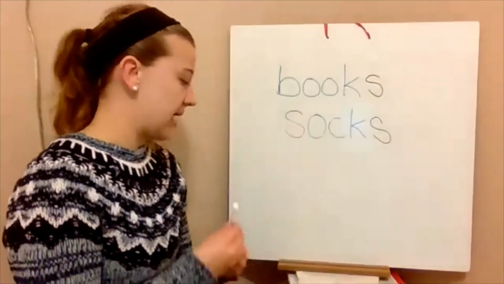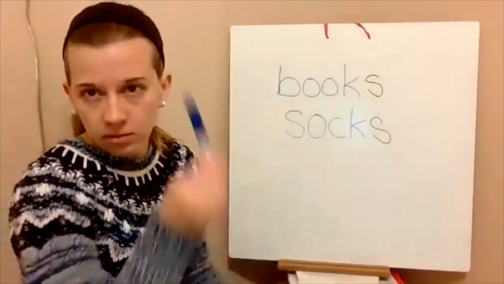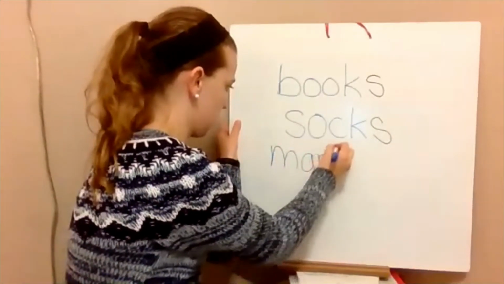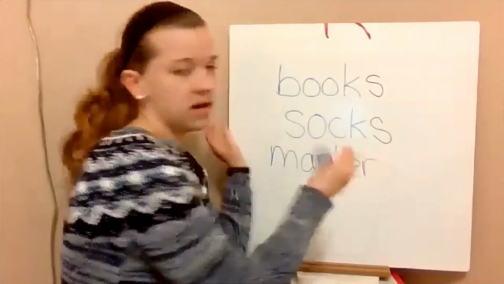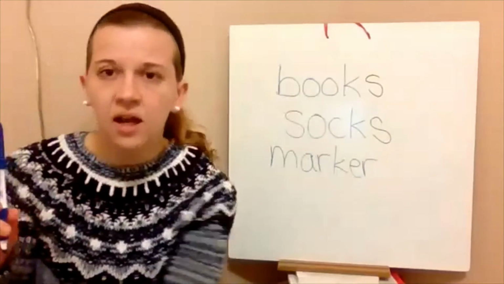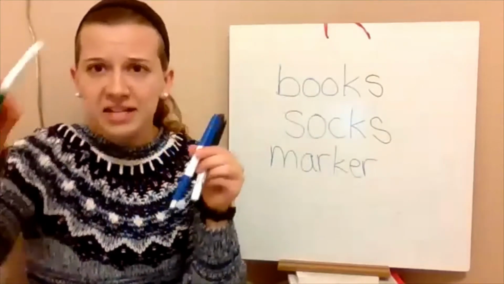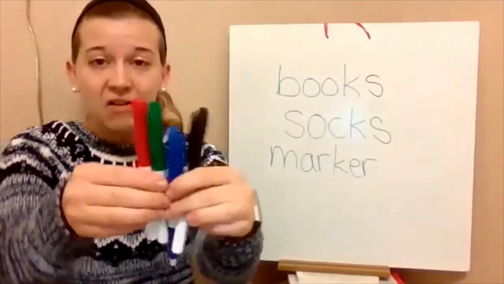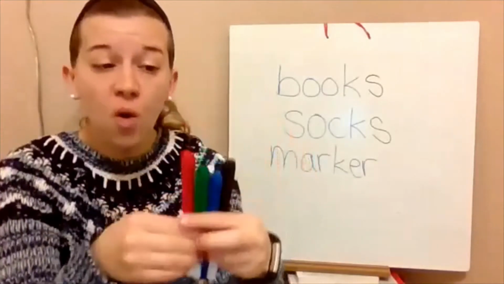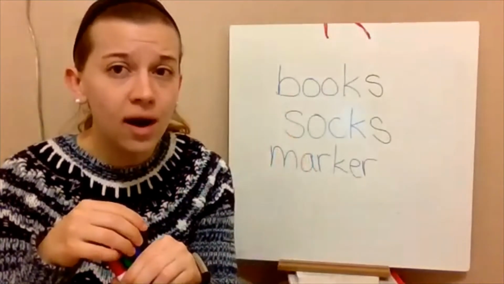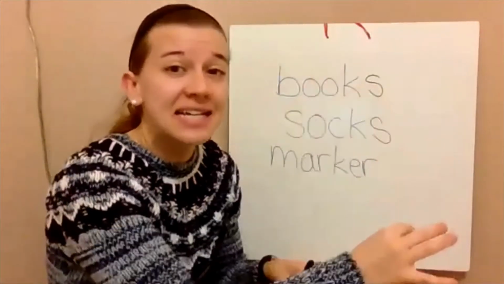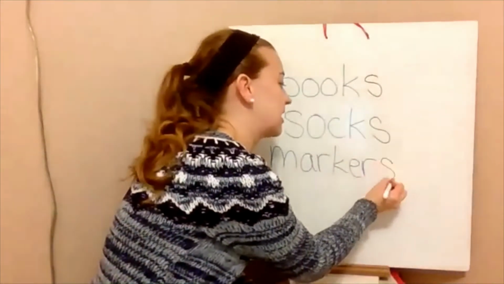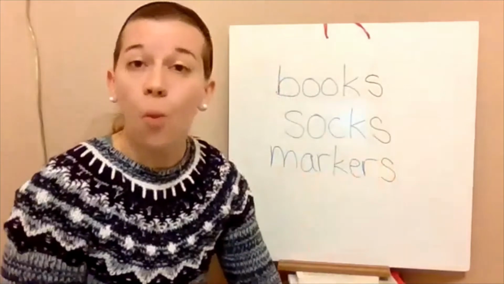So if you were to say like a marker, like I have a marker right here. Right? One marker. Good, but wait a second. I have another marker. And another marker. And another marker. How many do I have? I have four. What is it? Four markers. Got to add that S to the end because I have more than one.